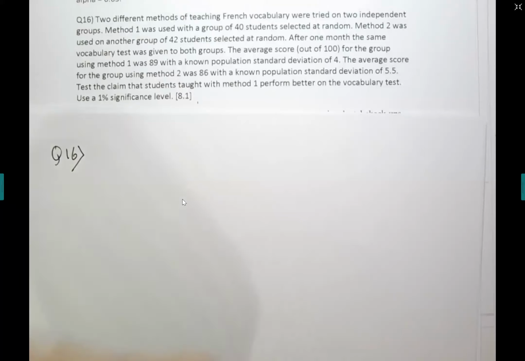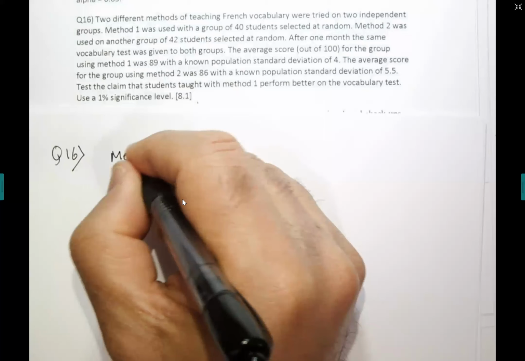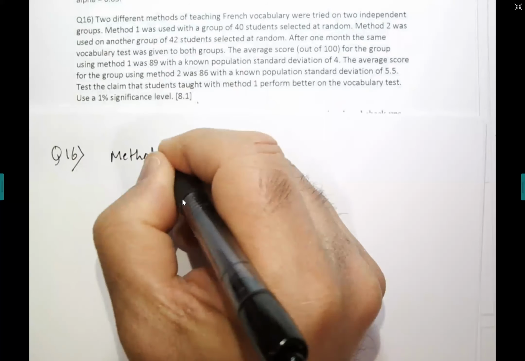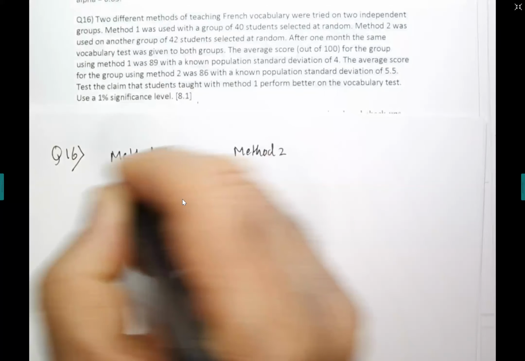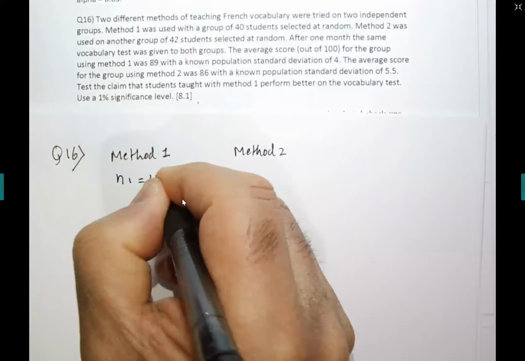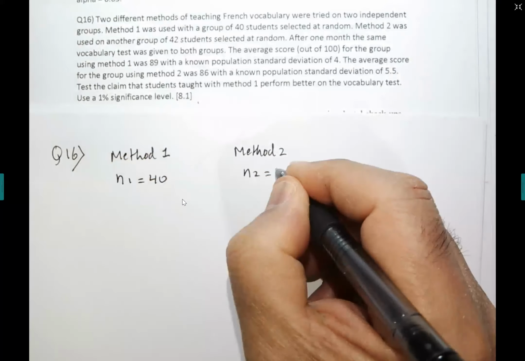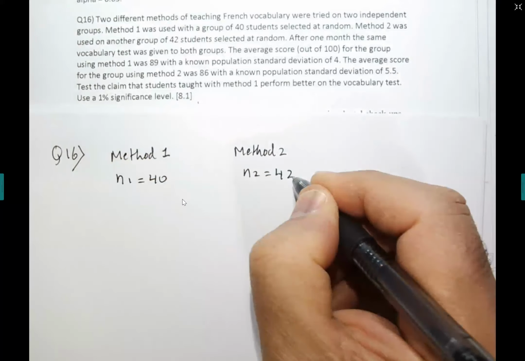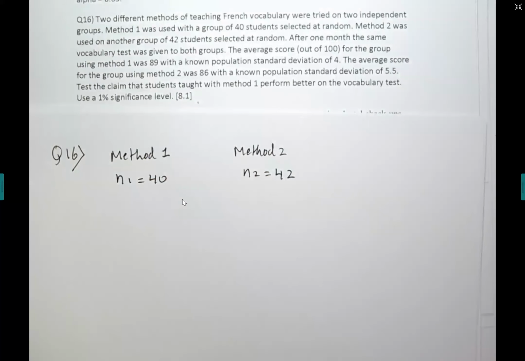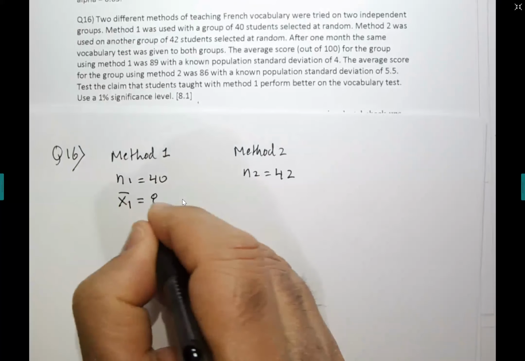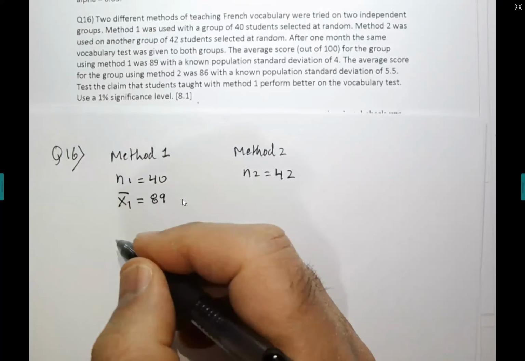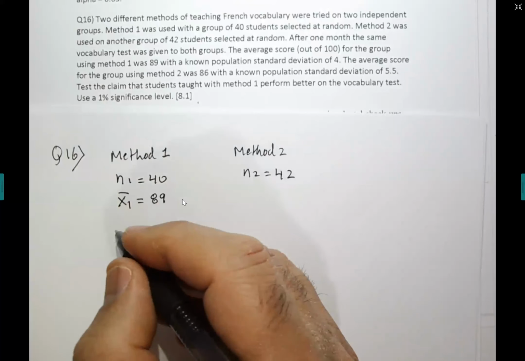So let's do this, guys. Method 1 and method 2. I'm just reading and interpreting. N1, he says, is 40. And N2, he says it's 42. After 1 month, the same vocab test was given to both groups. The average score out of 100 for the group using method 1 was 89. So X1 bar, guys, you agree it's 89. With a known population standard deviation of 4.